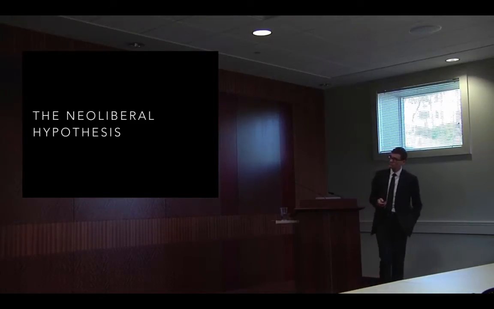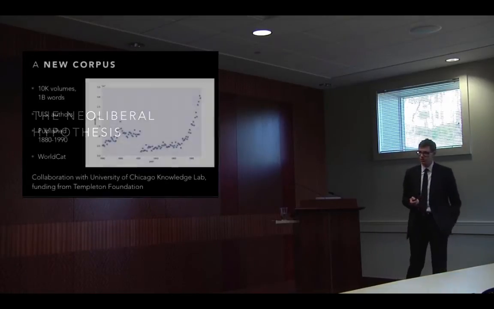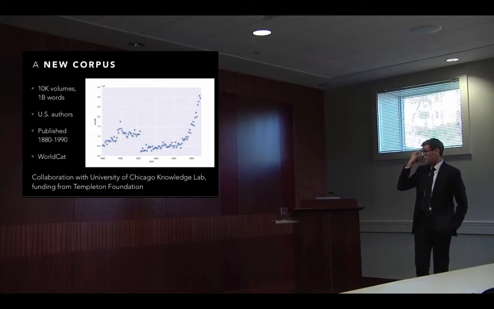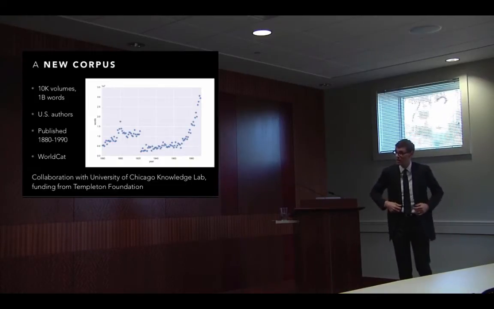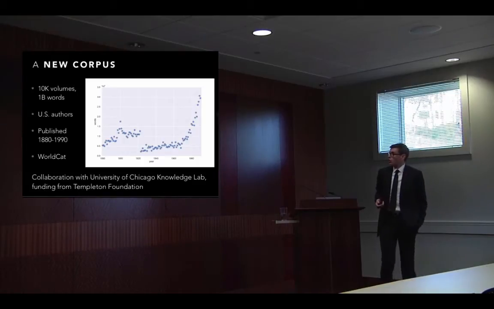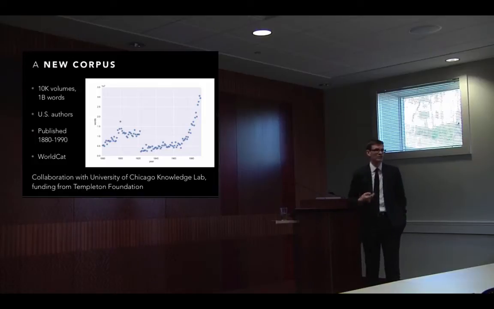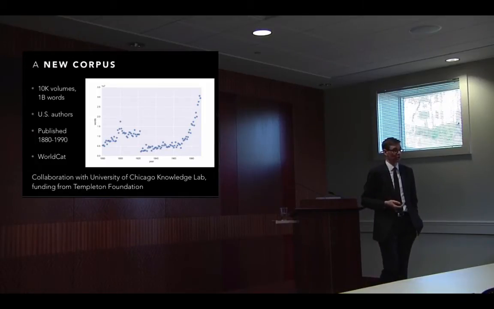So literary corpus first. I have built, in collaboration with scholars from the University of Chicago and the University of Illinois, and with kind support from Chicago's Knowledge Lab and the Templeton Foundation, a corpus of about 10,000 volumes published primarily, but not exclusively, by American authors, between 1880 and 1990. Why stop at 1990? We ran out of money. Selected according to those works most widely held by WorldCat libraries.